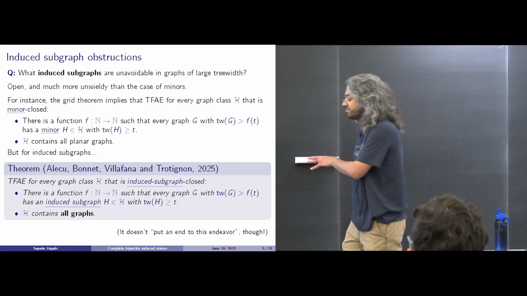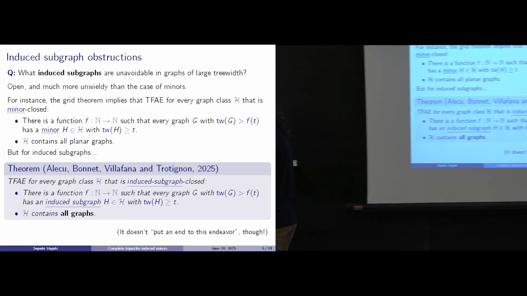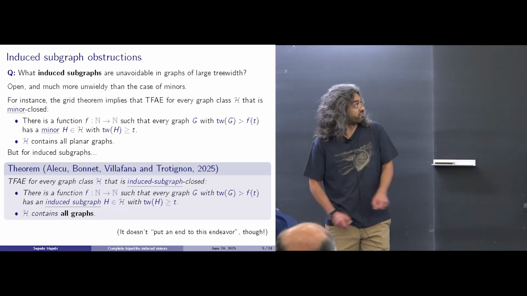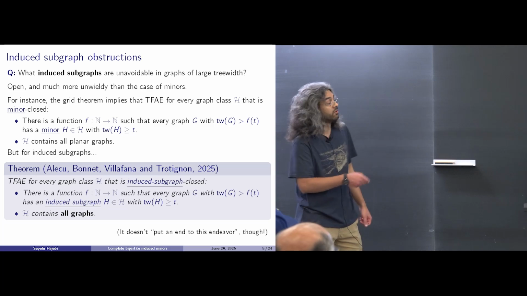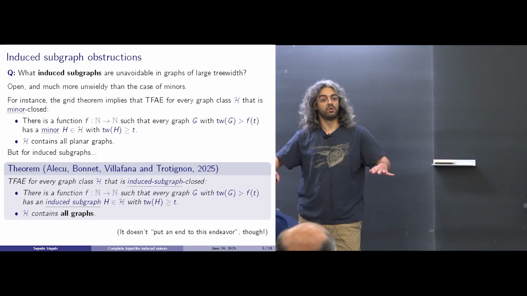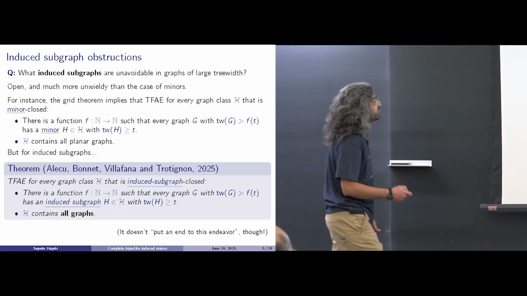So what does this mean? It means that if there's ever going to be a list of constructions of induced subgraph obstructions to bounded treewidth, if the answer to this question is ever found, then if you just put them all together and take the closure under induced subgraphs, you see all graphs. So whatever the answer to this is going to be very complicated.